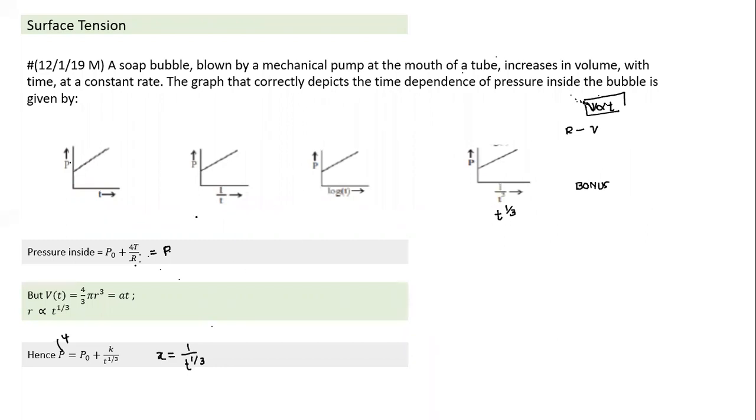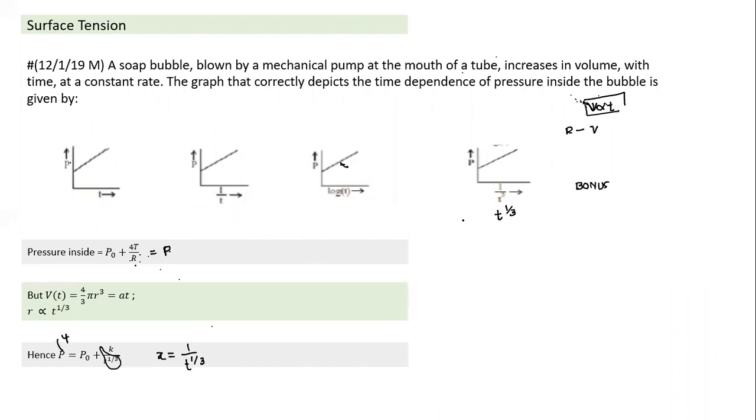So this is again a graph question. Every time we come across a graph question, the first thing that should come to mind is: I need to find an equation between pressure inside the bubble and time. Pressure inside the bubble I know in terms of radius, and since volume is related to time, radius I can also relate to time, and get an equation. Since it is a straight line, this quantity has to be x, 1 by t raised to power 1 by 3; then only do I get a straight line.